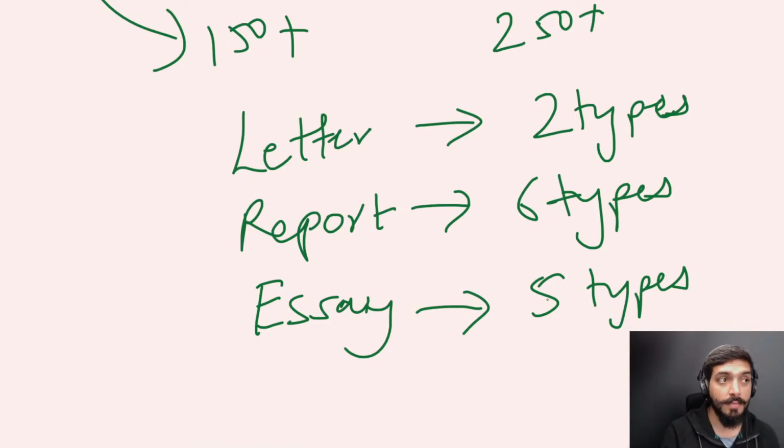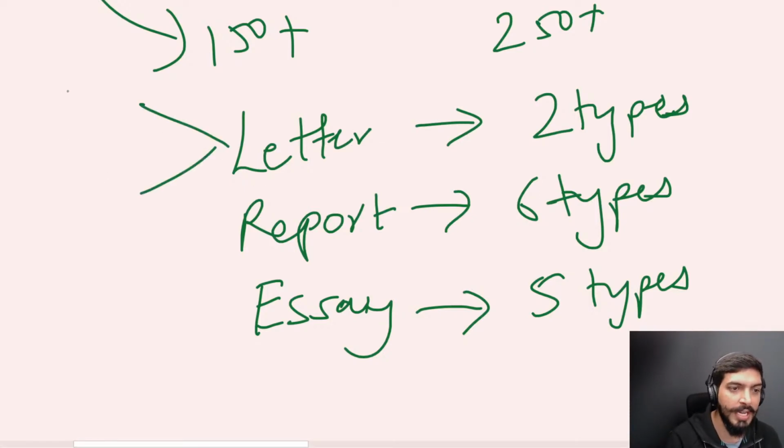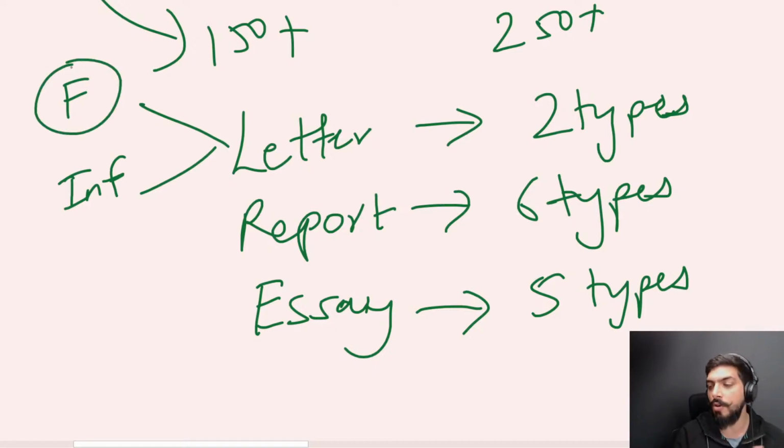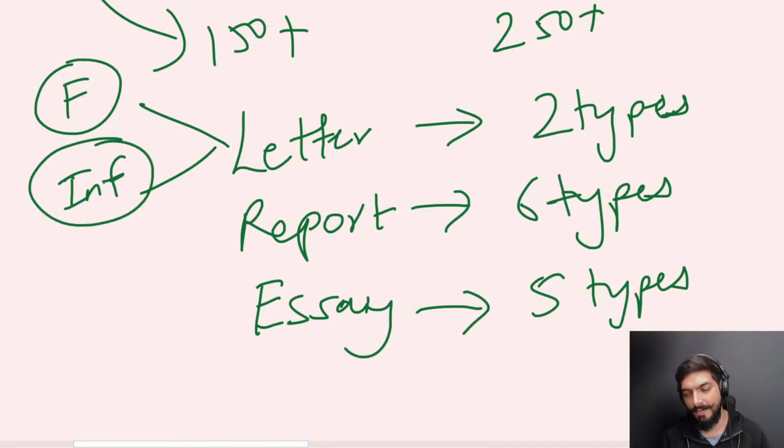Okay, so what are these types? Letter writing has 2 types. One is called formal, another one is called informal letters. The letters you write to authority, people higher than you, or people you do not know are called formal. Letters you write to family, friends or neighbors are called informal letters.